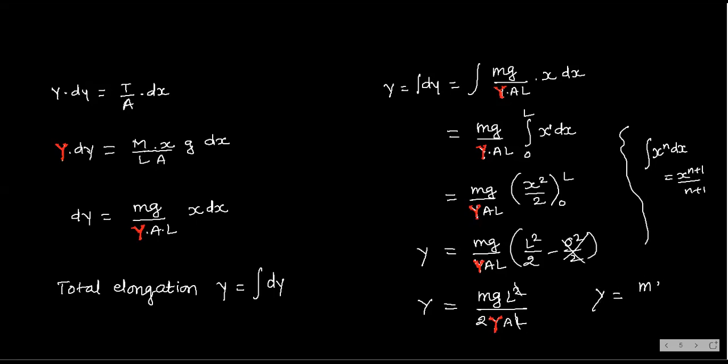And now this L and this L will get cancelled, and this elongation y is equal to mgL divided by 2AY. mgL by 2AY. This is what? Elongation. Or else you can even replace whatever you want. This y, that is elongation. Clear? Understood? So note down.